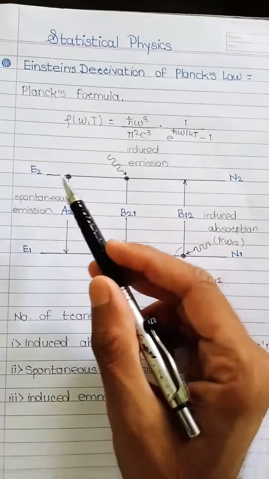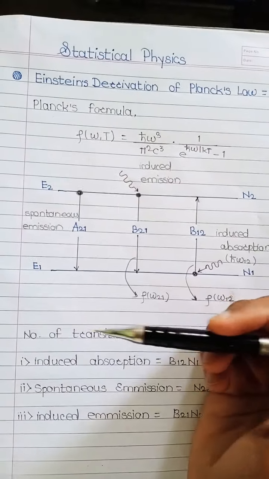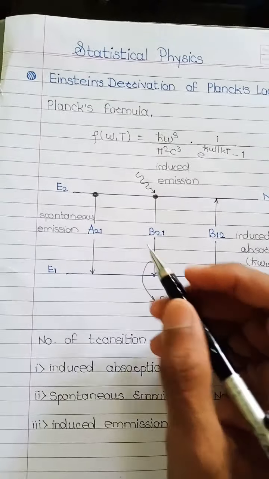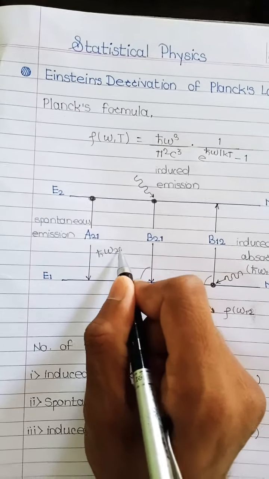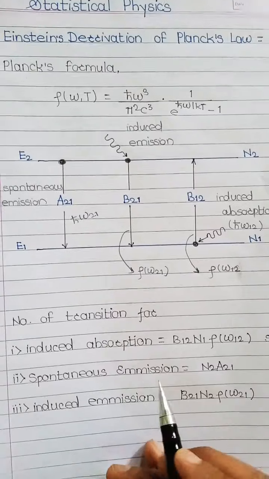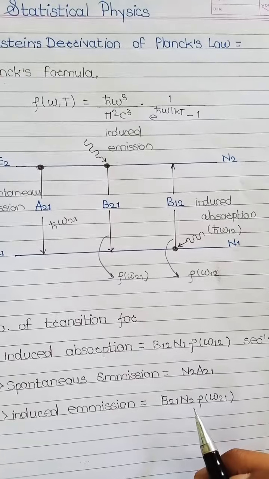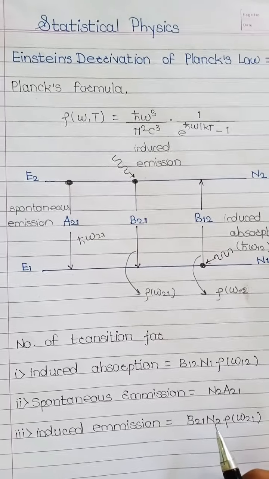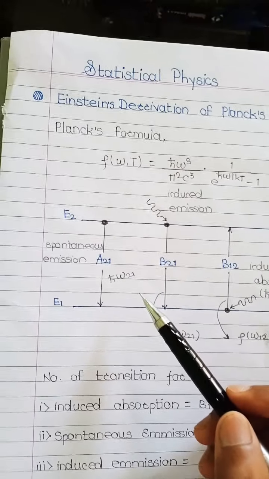Now the second one is spontaneous emission. An atom in E2 may undergo spontaneous emission by emitting radiation of energy h cross omega 21. Hence the number of such transitions for spontaneous emission is equal to N2 A21, where A21 is the probability of transition per unit time. In this case the radiations are in random directions and in random phases, and hence are incoherent.